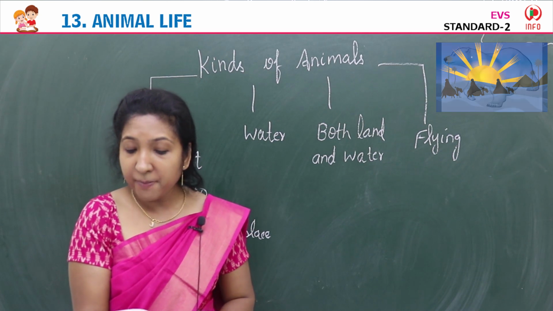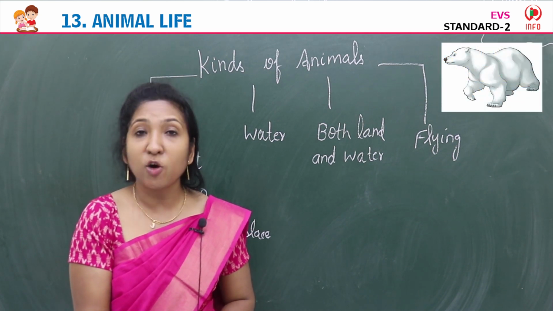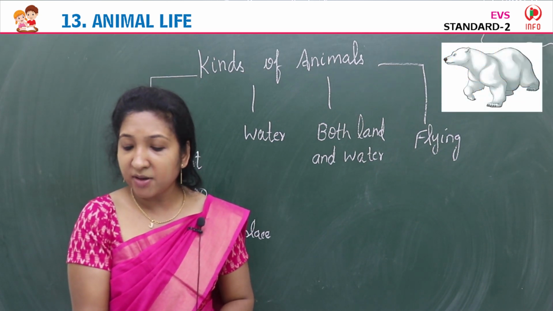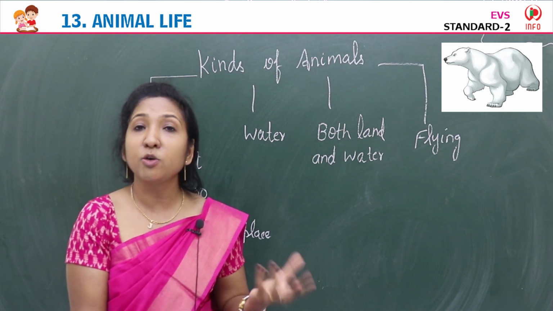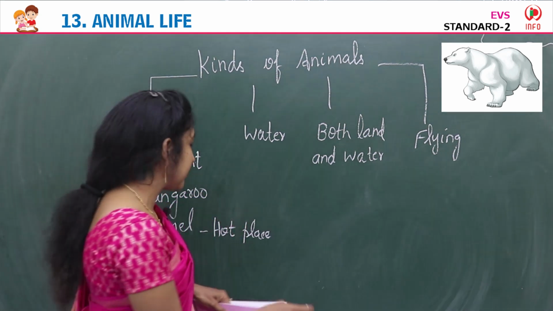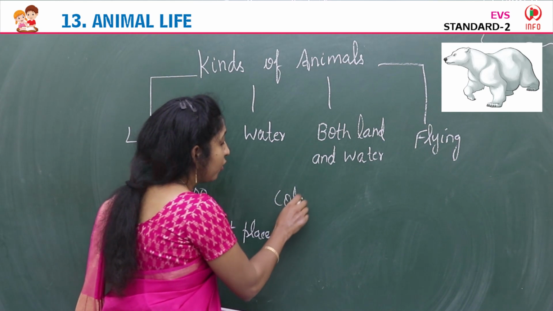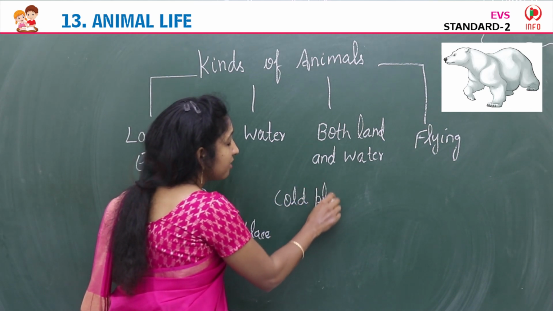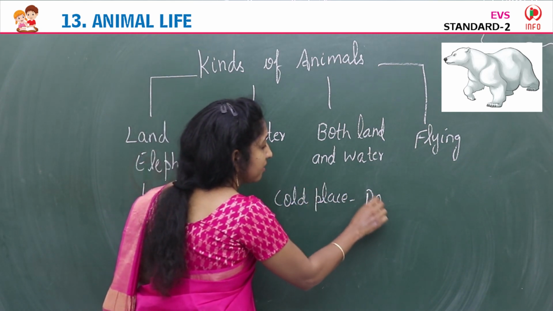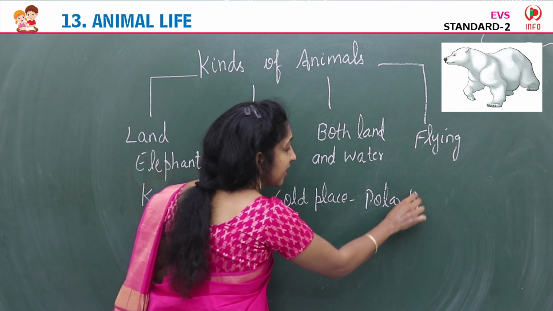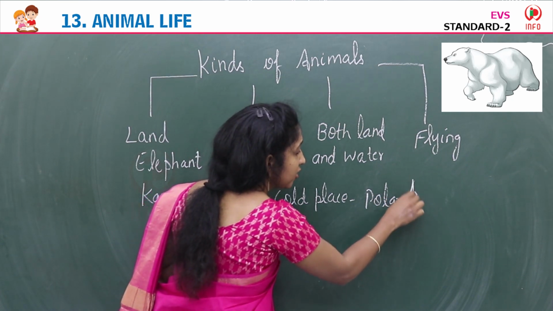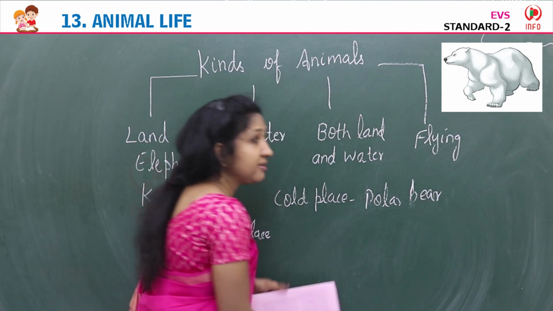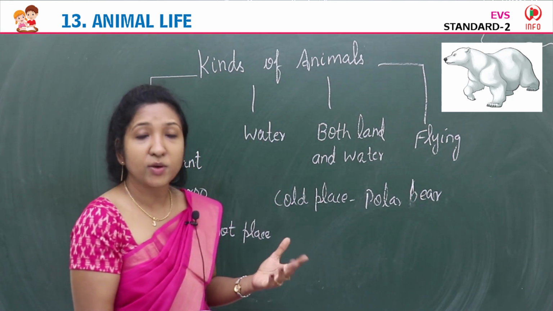Okay, the polar bear lives only in cold places. Its thick, white fur protects it from cold. So some animals live in cold places. That is the polar bear. You can see the image here, an image of a polar bear in a cold place. You know, it is full of snow.